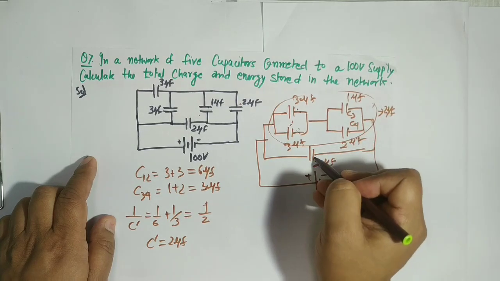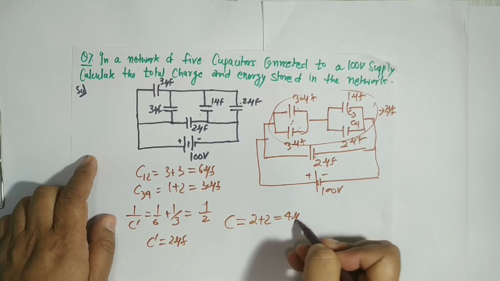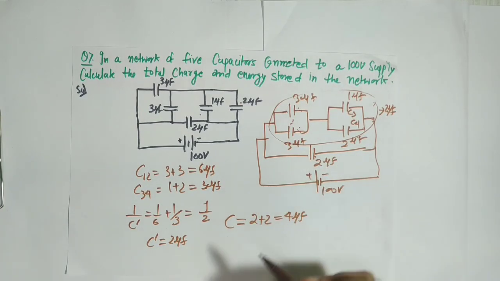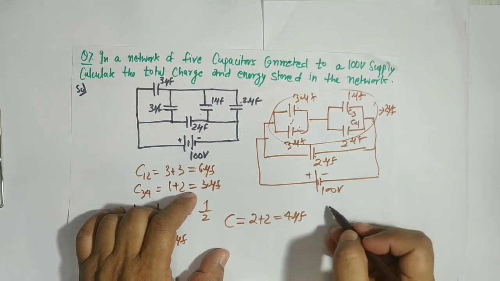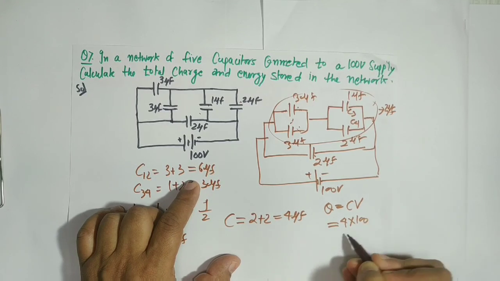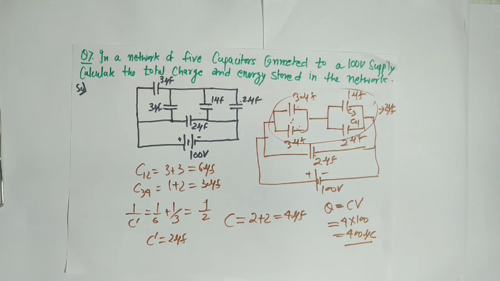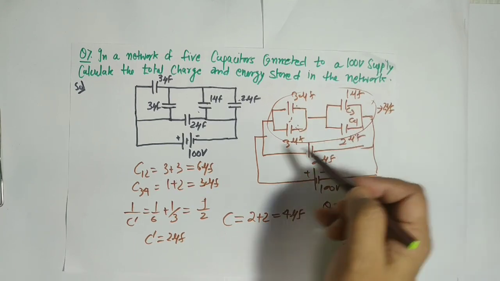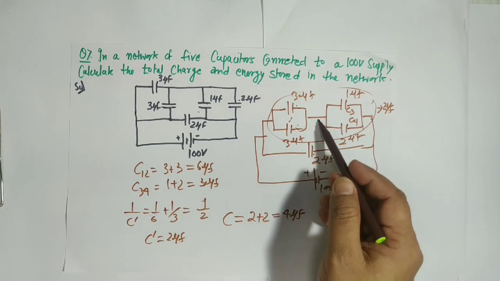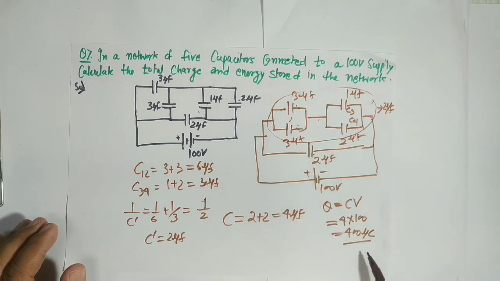And then this 2 is parallel to this 2. So net capacitance will be 2 plus 2, 4 microfarad. Remember that this is 4 microfarad, and what will be the charge? Q is CV. So 4 into 100, this is 400 microcoulomb, because 100 is the potential difference. Got it? So this is the solution, and then this 2 is in parallel with this 2. So you get 400 microcoulomb as the answer.